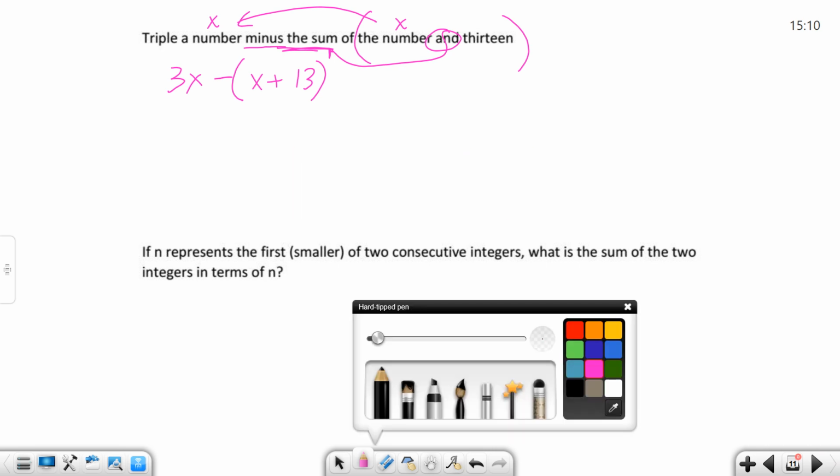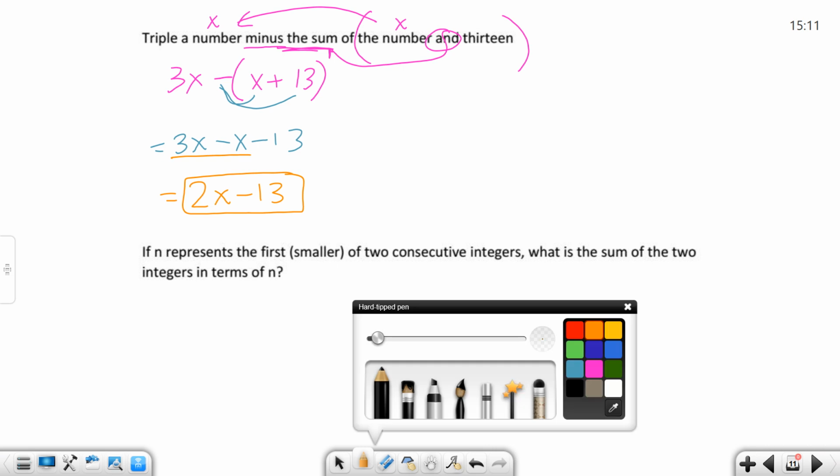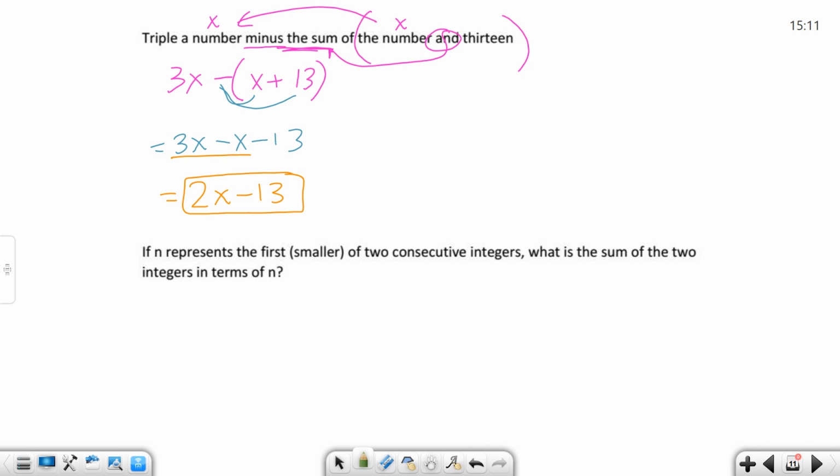So we have a little work to do here, right? We're going to distribute this minus. So 3x minus x, and then minus 13. And then we have like terms to combine. 3x minus x, right? This is minus 1x. We never write the 1, but we say, okay, it's like 1. 3x minus x is 2x minus 13. And there is your simplified answer after you translate and then you simplify it.